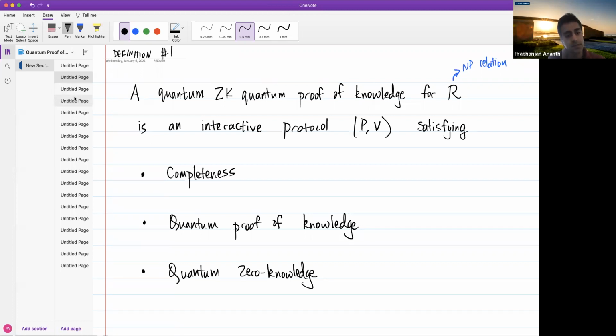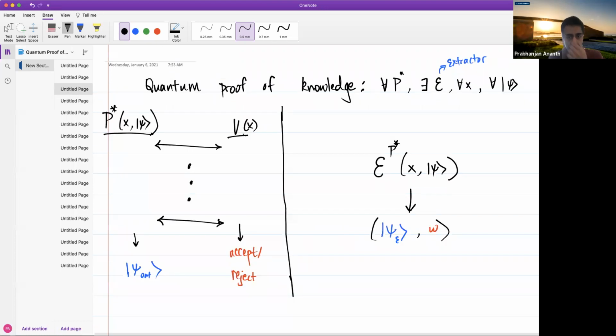So let me discuss what I mean by quantum proof of knowledge. Quantum proof of knowledge says the following. Suppose there exists a malicious prover. For every malicious prover, we say that there exists an extractor such that if the prover convinces the verifier to accept with some probability, then we want this extractor to extract the witness corresponding to this instance with probability negligibly close to the acceptance probability.